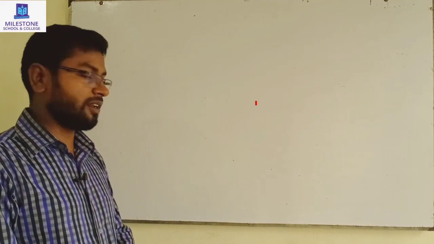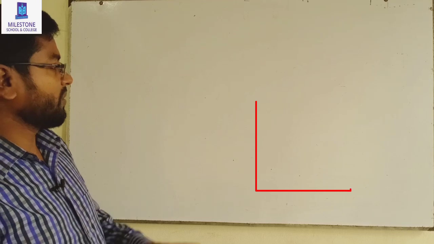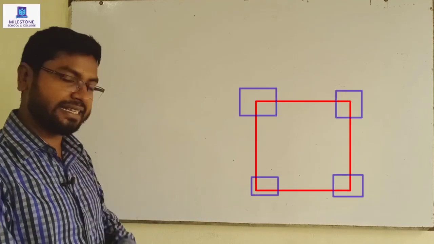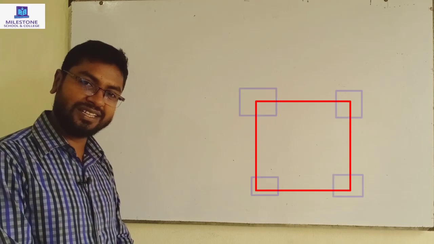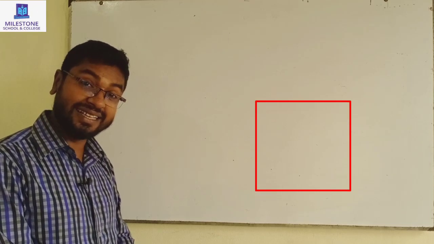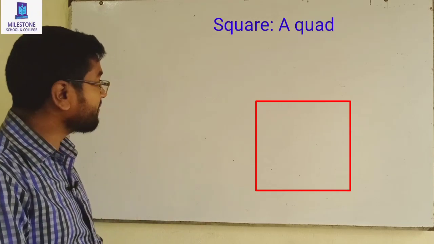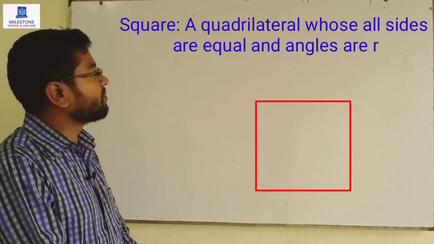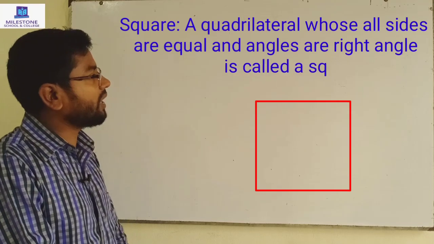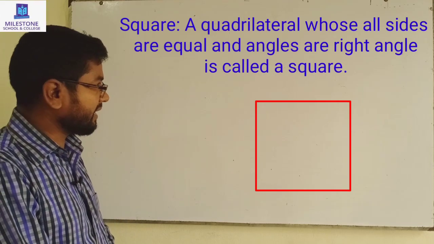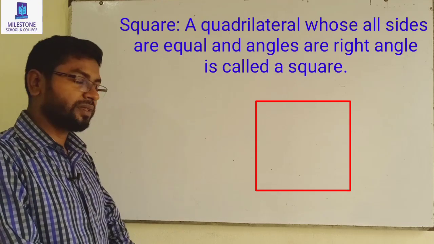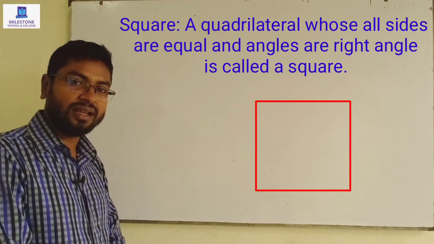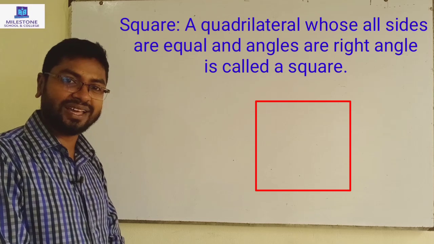See the other figure. All sides are equal and angles are right angles. What type of figure is this? Yes, it is a square. So what will be the definition? A quadrilateral whose all sides are equal and angles are right angles is called a square. Now we will learn how to draw a square.